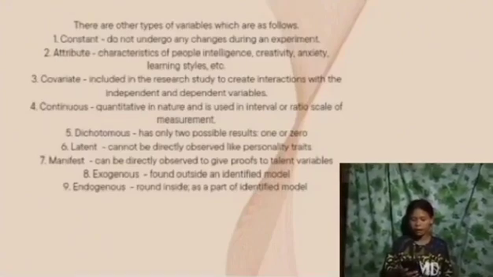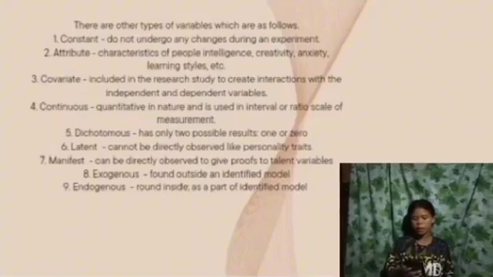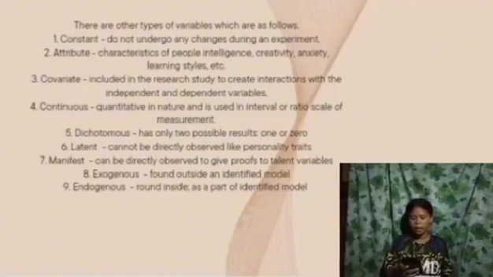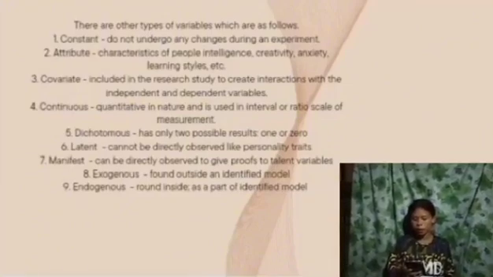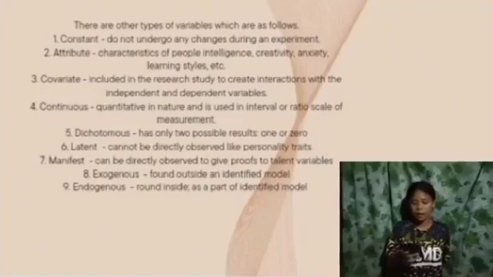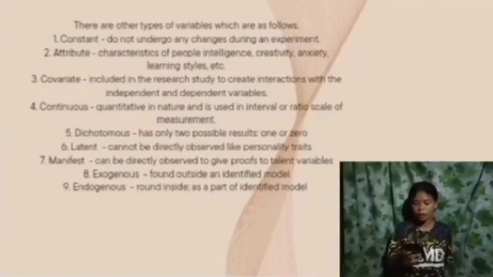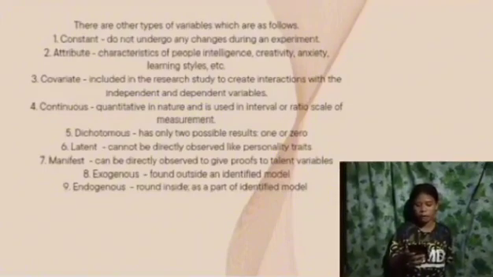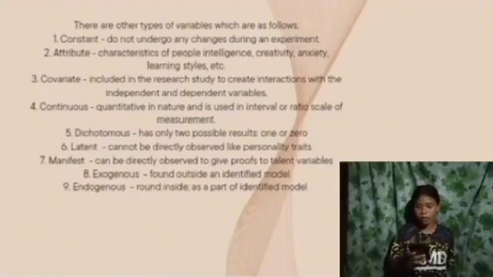Sixth, latent: cannot be directly observed, like personality traits. Seventh, manifest: can be directly observed to give proofs to latent variables. Eighth, exogenous: found outside an identified model. Ninth, endogenous: found inside, as a part of an identified model.